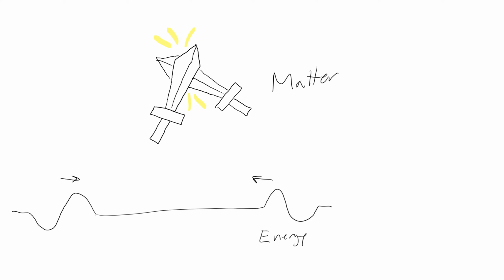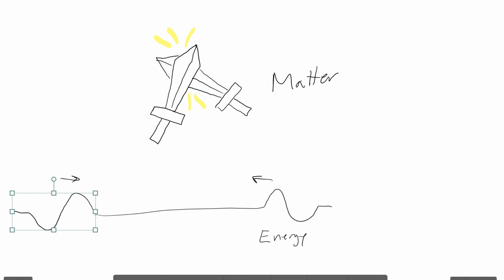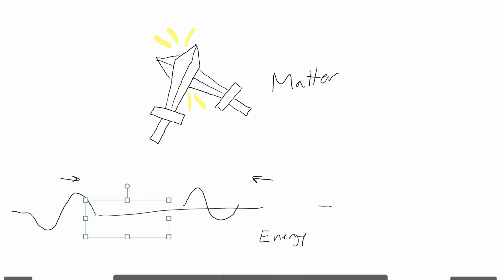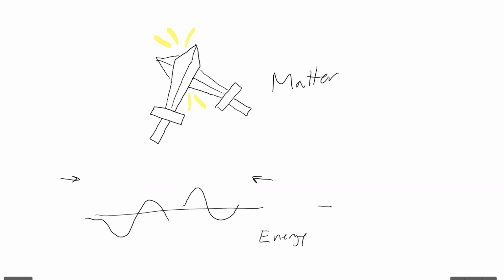So when these two waves eventually meet each other, let's see if I can move this. Here comes this wave, here comes this wave over here. We're trying to move them around. My computer's being super slow.